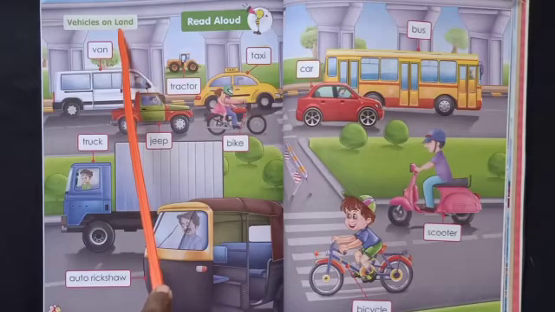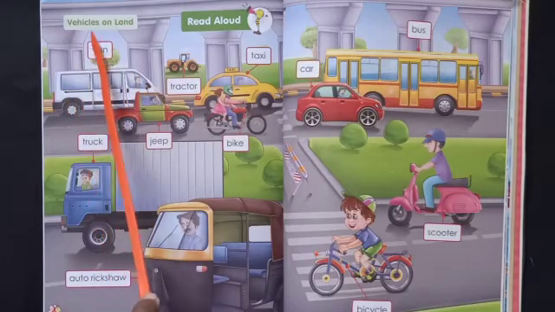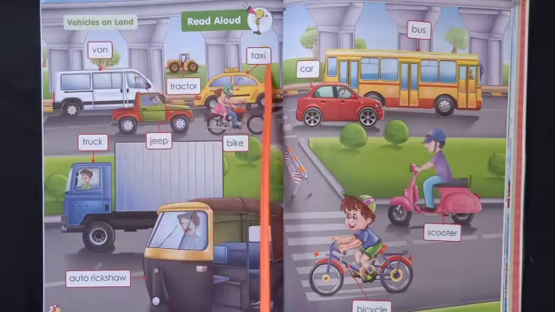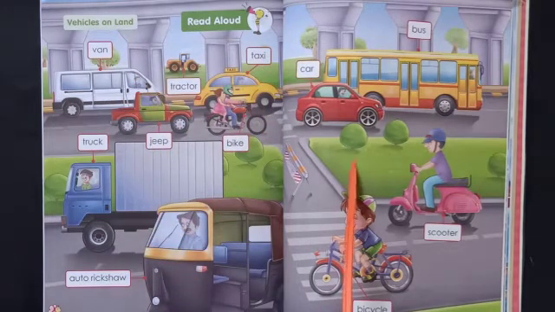Now what does land mean? Land means जमीन. जो vehicles जमीन पे चलते हैं उसे हम land vehicles कहते हैं. Now let us learn about the vehicles on land with the help of some pictures from our workbook.